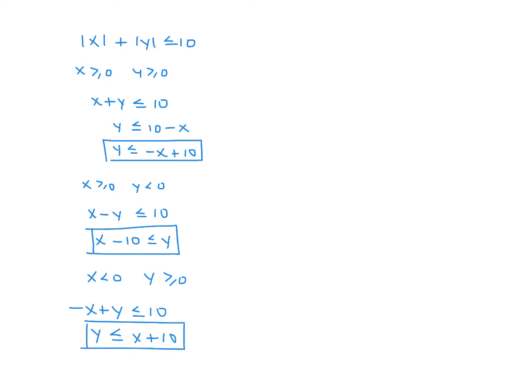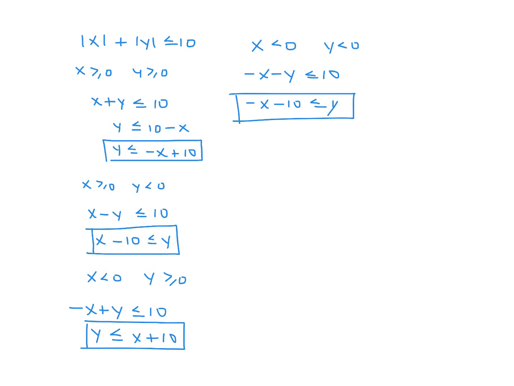Okay, so there's a fourth one. I can't believe I forgot about that one. That's when both of them are less than 0. x is less than 0, and y is less than 0. So that means minus x minus y is less than or equal to 10, and therefore minus x minus 10 is less than or equal to y. Okay, all right, finally. Now we can plot these.